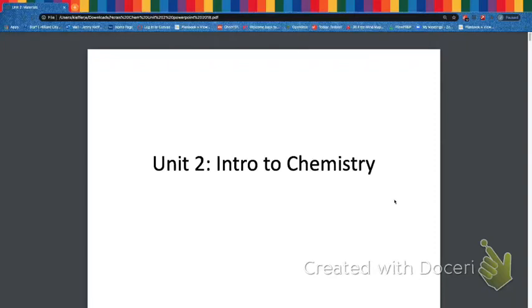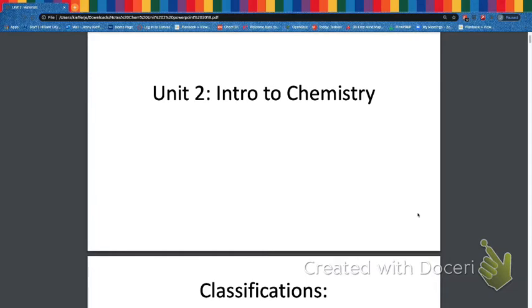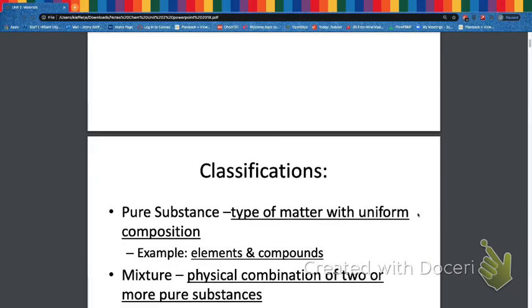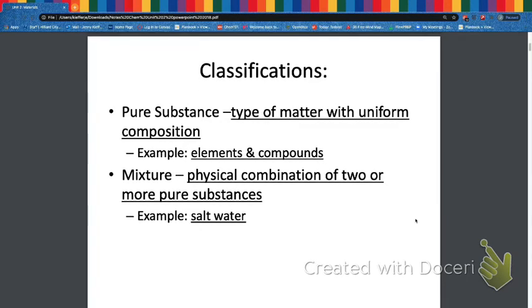All right, so these are technically the notes starting for Unit 2. Since we've talked a little bit about the particulate nature of matter, we're going to talk a little bit about how to classify matter. When we look at everything in the universe that is matter, and remember matter is everything that has mass and takes up space, we can put it into two large groups, substances and mixtures. Substances are elements and compounds.